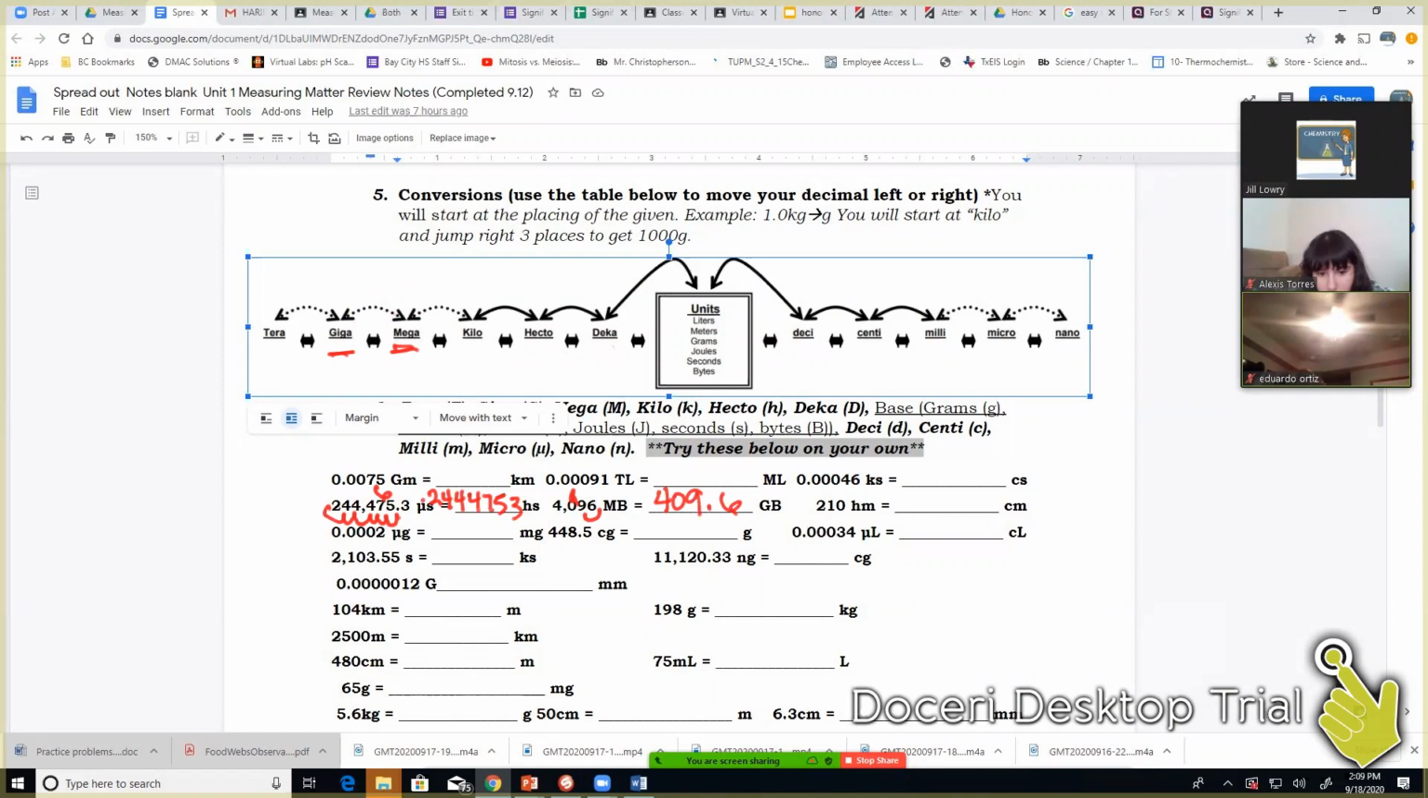Here I went from hectometers to centimeters. How many places was that? 4. And we were going to our right. So that means I would have, here's my decimal, I would have had to move it 4 places this way, and I would have ended up with 2,100,000.